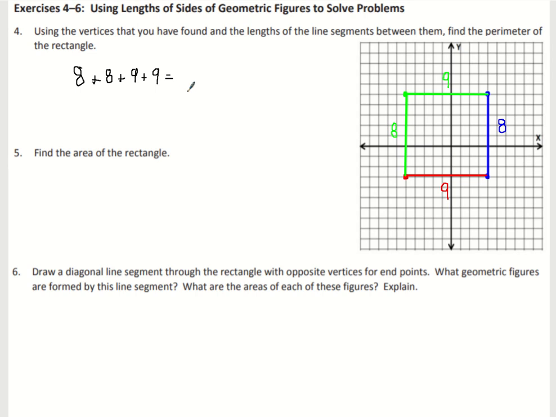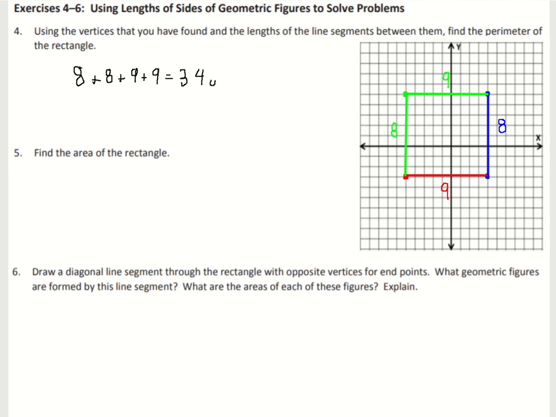So what is 8 plus 8 plus 9 plus 9? That is going to give us 34. So the perimeter of our rectangle that we've formed here has a perimeter of 34 units. I'm just going to label that as U for units.